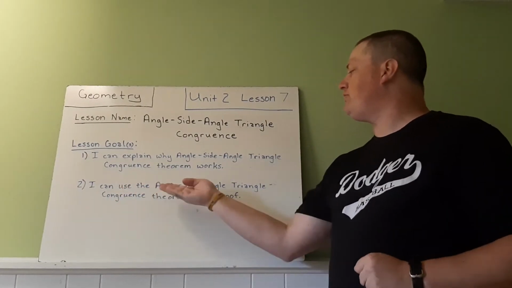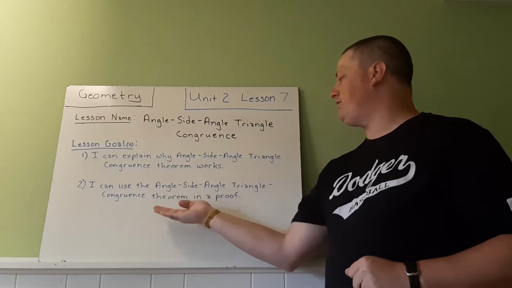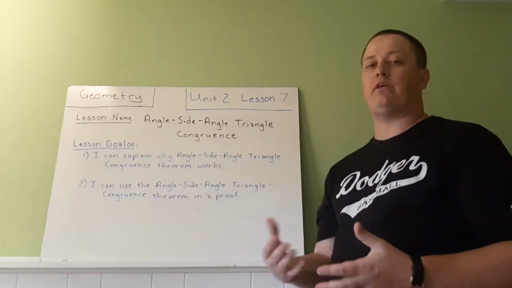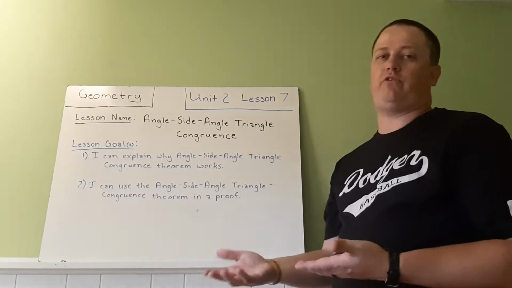I can then use the angle, side, angle triangle congruence theorem in a proof. So we can use this congruence then to prove some other things or to prove that two triangles are congruent.